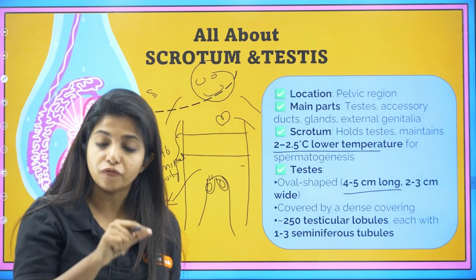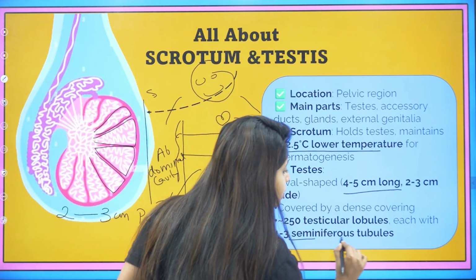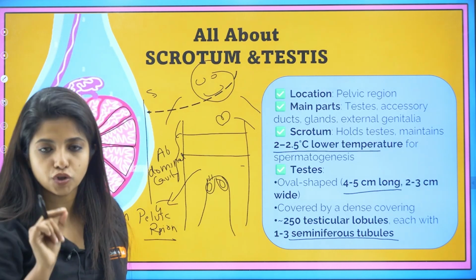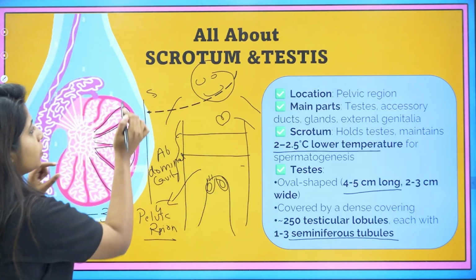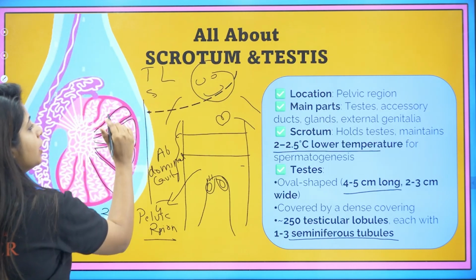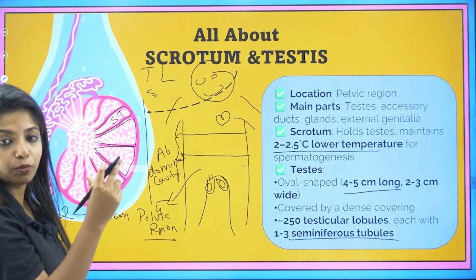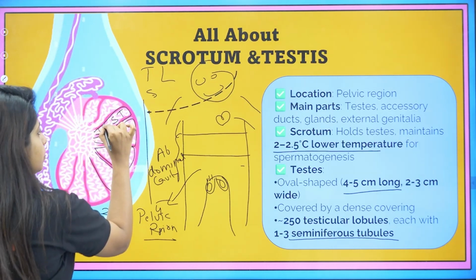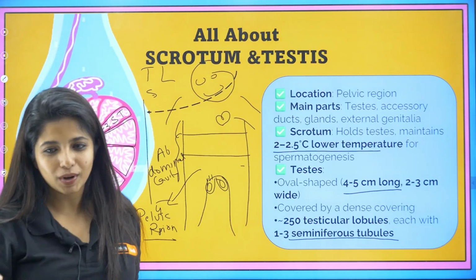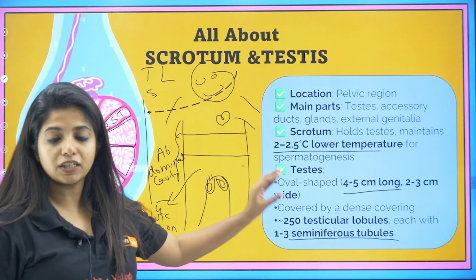And within each of these 250 testicular lobules, you have one more thing, that is the seminiferous tubule. What is it? It is the seminiferous tubule. So basically, testicular lobules, TL, team lead. Under the team lead, you have so many STs, so many seminiferous tubules. How many? 1, 2, 3. You can remember it like that. So 1, 2, 3 seminiferous tubules are there, and they are within the testicular lobules.